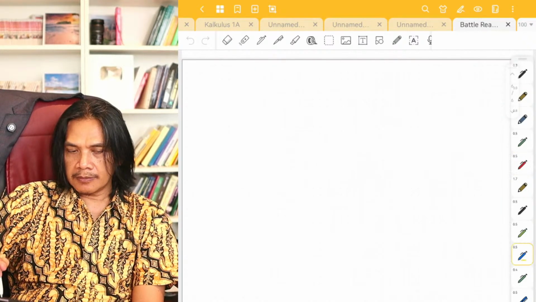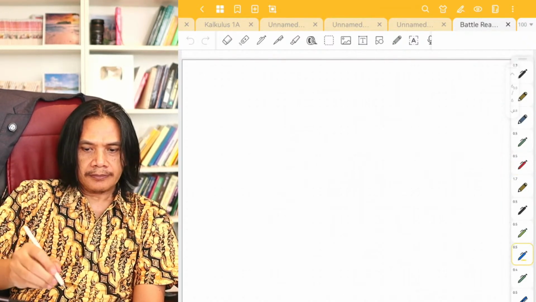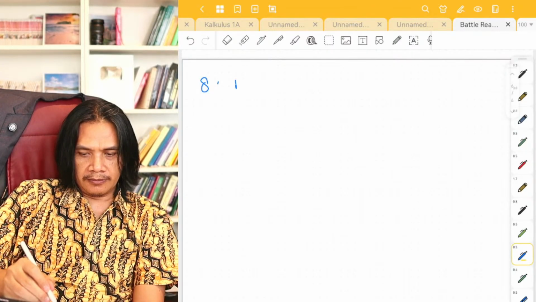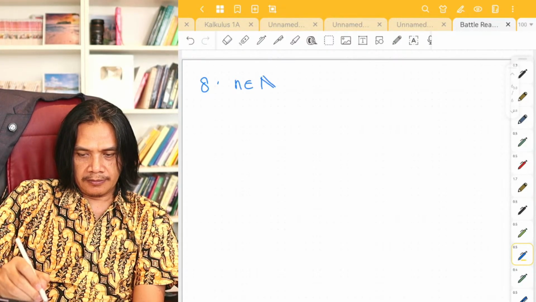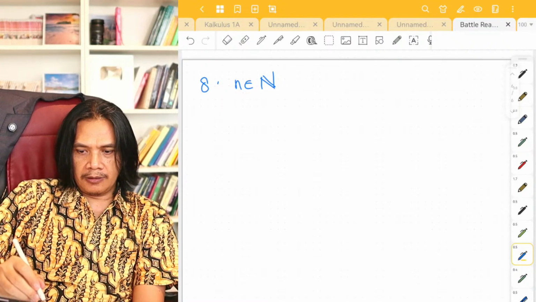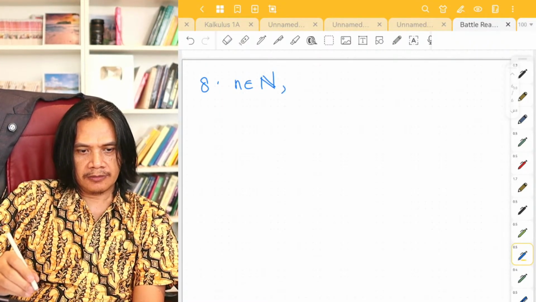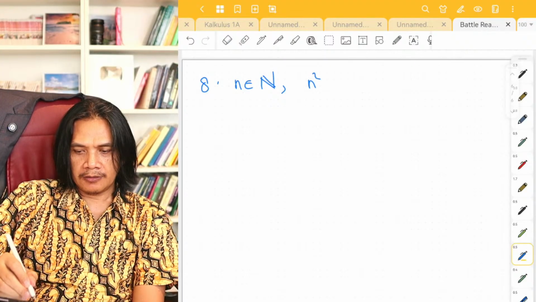If n is a natural number, show that n squared is bigger than or equal to n. Are we counting 0 here? No. Oh, it's 1, right? I forgot. This one uses 1; your book starts from 0. Natural number.